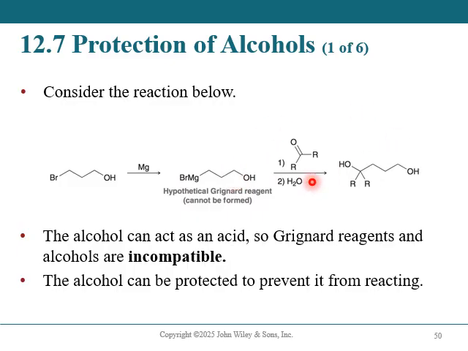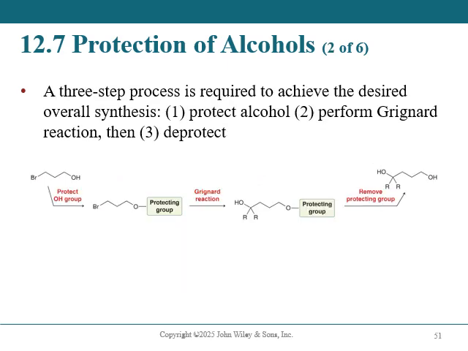So typically what you will need to do is to protect this side of the molecule so that it doesn't interact with the magnesium and with that process of the Grignard reagent formation. So for that, you need a three-step process, which is required to achieve the desired overall synthesis. First, protect the alcohol. Second, perform the Grignard reaction, and then remove the protecting group or deprotect the alcohol.